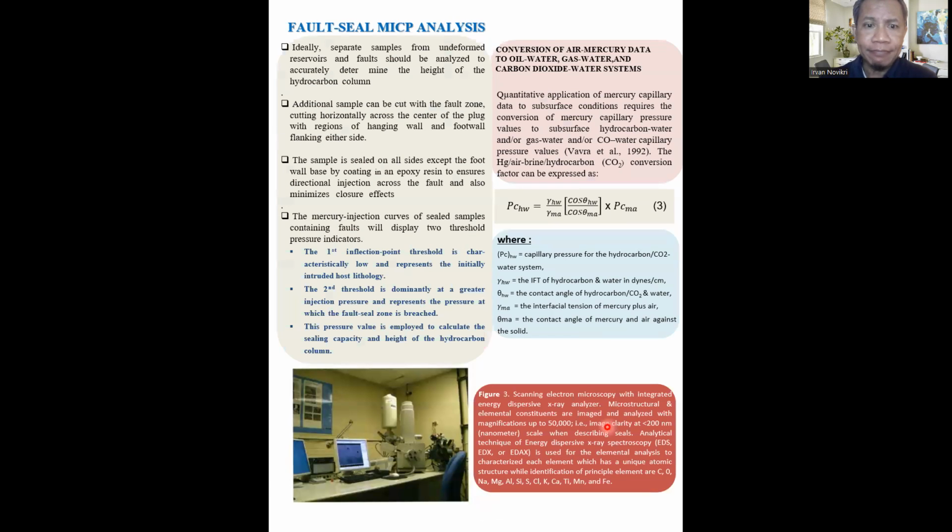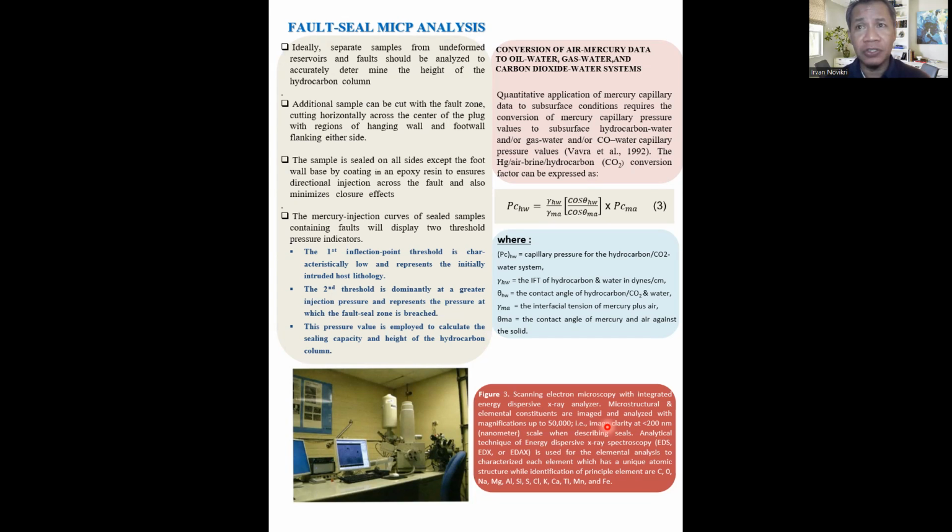So now we are talking about fault seal MICP analysis as a method to determine the height of the hydrocarbon column that a fault can support relative to the surrounding undeformed strata. Again, if the fault zone is too narrow to cut, an additional sample is taken by cutting horizontally across the center of the plug, with the fault region, hanging wall, and footwall all on either side.